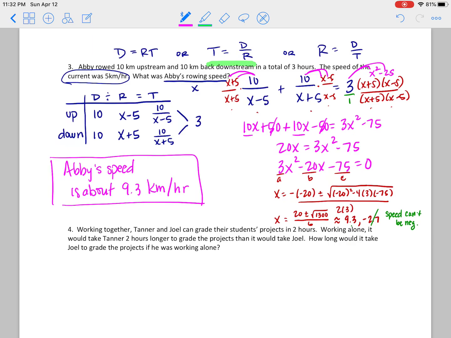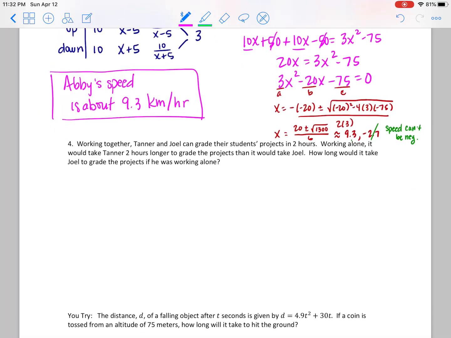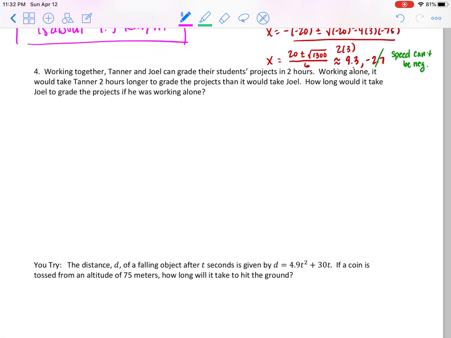All this is the same. Just last time we saw it, we were able to factor, and that just didn't happen here, but that's okay. We've got the quadratic formula that can solve for us too. Okay, now number 4 is also a type that we've seen before.